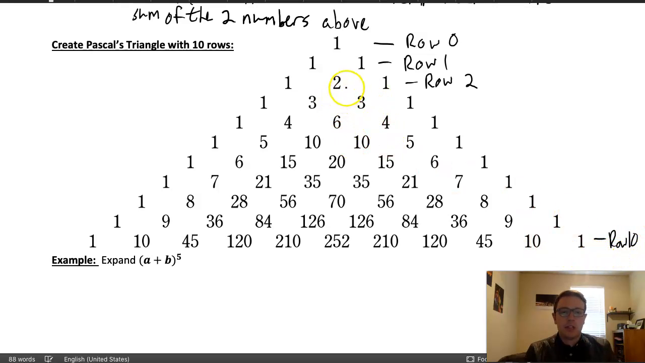Now, if you ever need to figure out which row you're looking at, you can also look at the second number. That will tell you which row we're in. Row 2 has 2 as the second number, row 3 has 3, row 10 has 10.